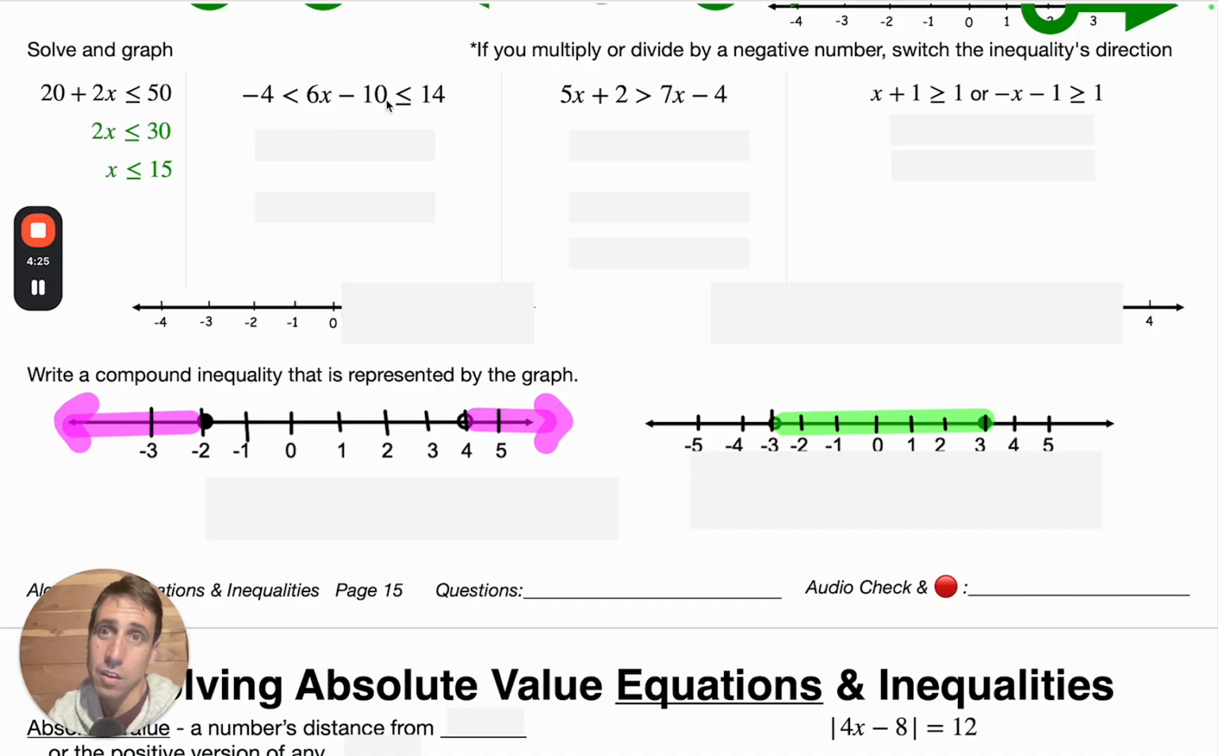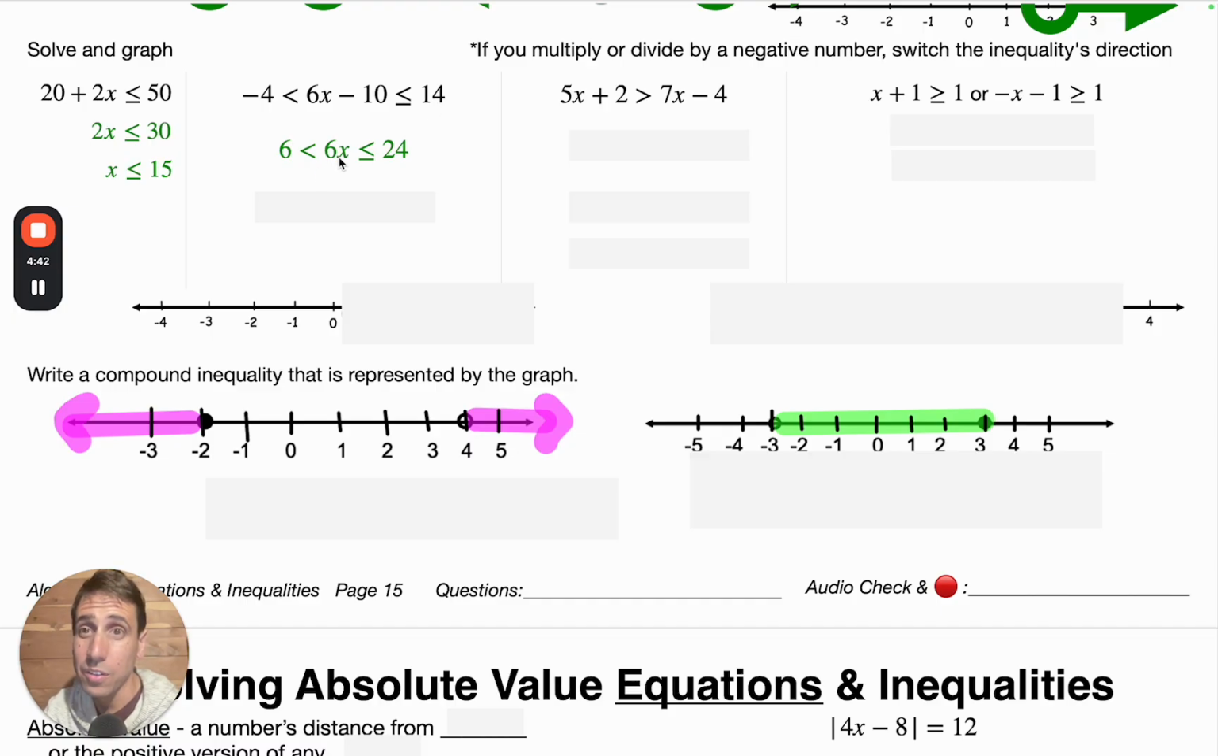I'm looking at this center part, and I want to undo -10. I do that by adding 10 to all 3 parts. When I add it to -4, I get 6. When I add it here, I get cancellation. When I add it to the right-hand side, 14 plus 10 is 24.